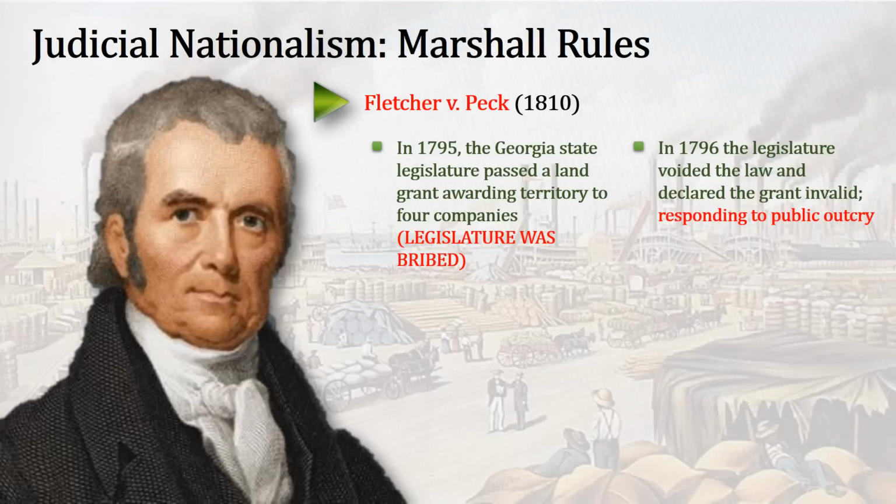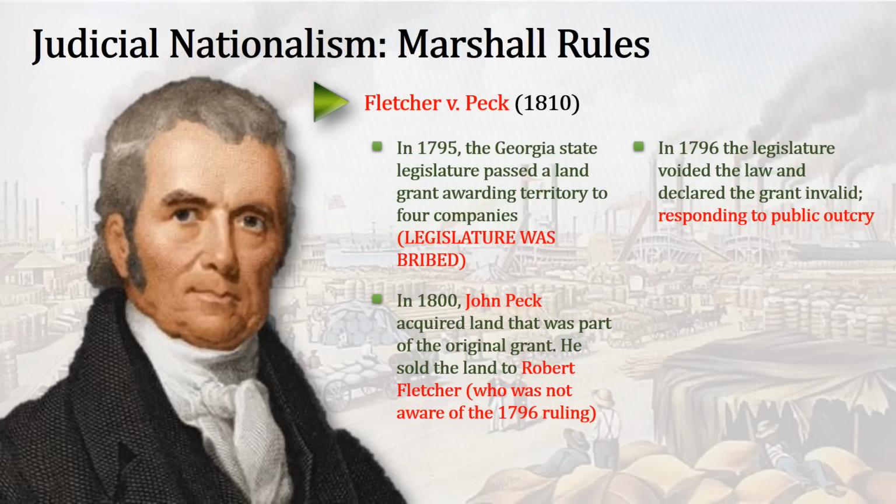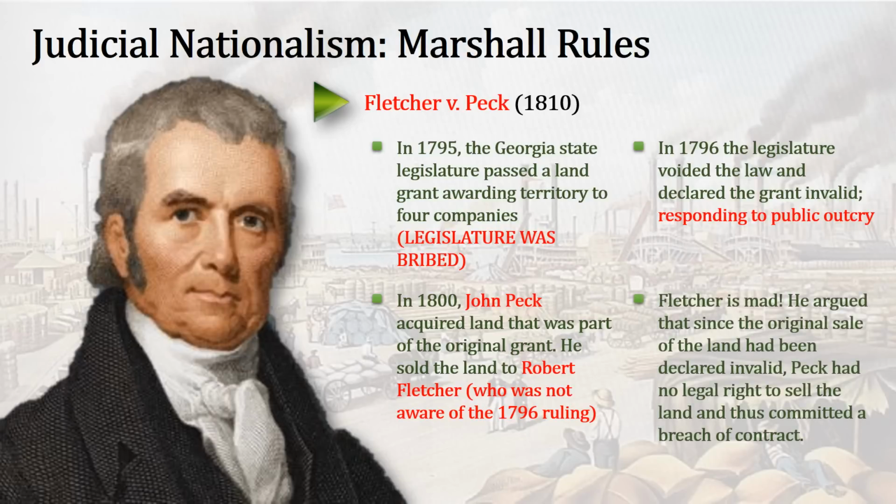And they were doing this in response to public outcry, which said, hey, this is not a fair law, everybody was bribed. In 1800, a guy named John Peck acquired land that was part of the original grant. Now, he turned and sold that land to a guy named Robert Fletcher, and Robert Fletcher was not aware of the 1796 ruling, which basically says that John Peck is not the owner of the land. So Fletcher is hopping mad, and he argues that since the original sale of the land had been declared invalid, Peck had no legal right to sell the land and had committed a breach of contract.